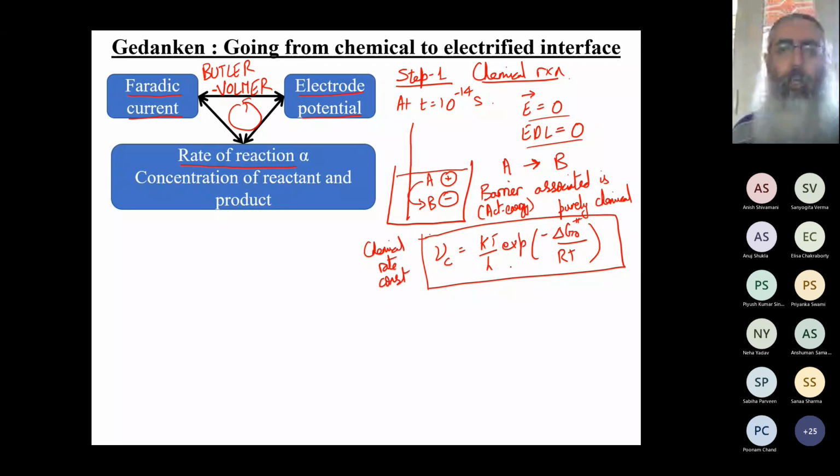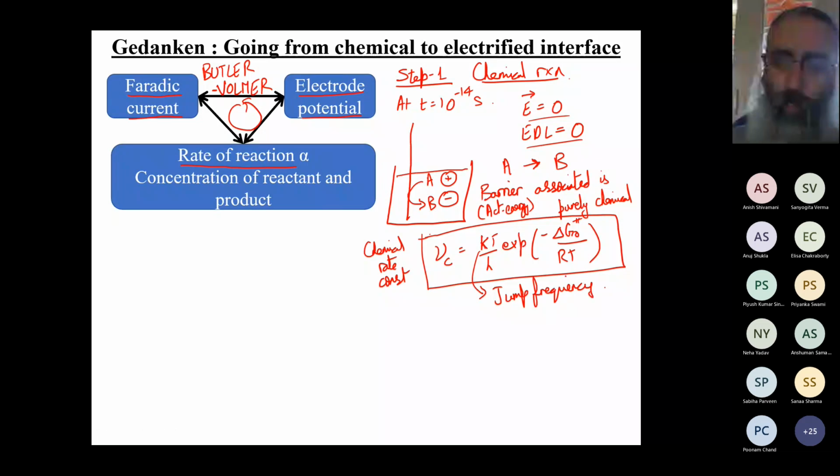Only one thing which I want to emphasize here is this k here is what we defined as jump frequency. Okay, jump frequency. It depends on, again, which book you follow. If you follow, I think, Bard and Faulkner, they call it jumping frequency, and Bockris and Reddy call it jump frequency. So please don't get confused. These two signify the same term. Okay, depends on which textbook you follow.